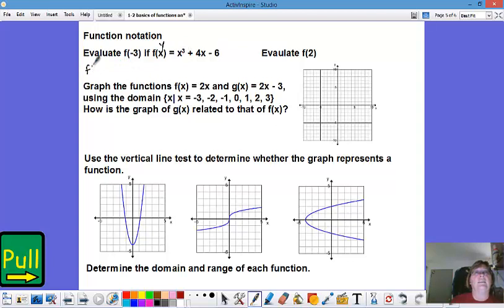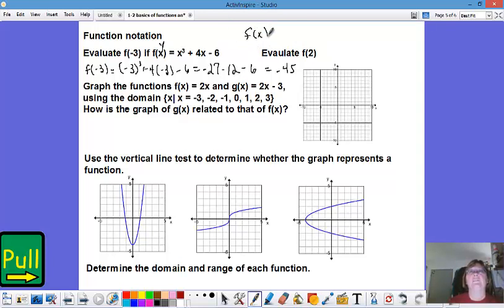So f at negative 3 would equal negative 3 cubed plus 4 times negative 3 minus 6. And doing the math real quickly, 3 times 3, 9 times 3, 27. We're at negative 27. And 4 times negative 3, negative 12. And minus 6, this is all negative. Look at that. 27, 39, negative 45.